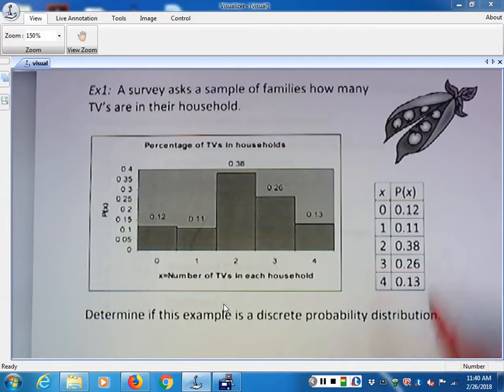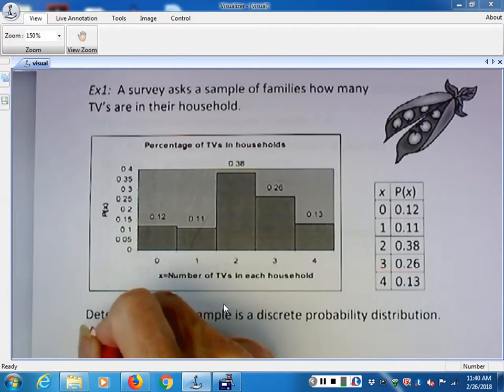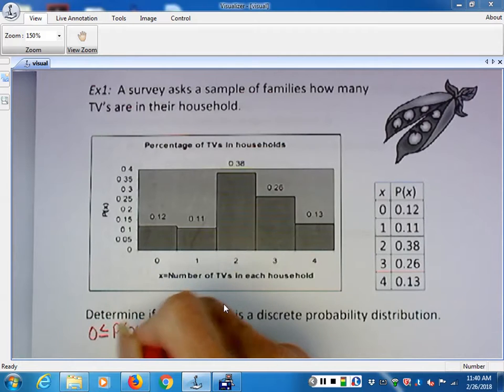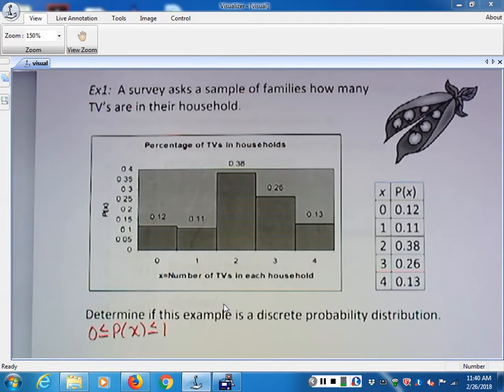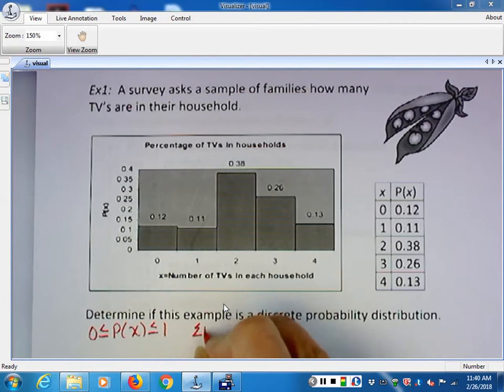Well, in order to determine that, the first thing we look at, remember there are two rules. All your probabilities need to be between 0 and 1. None of them can be negative, none of them can be worth more than 1. So are all these probabilities, the ones listed in the table, between 0 and 1? Yes. Okay, then the second rule is that the sum of all the probabilities has to add up to 1.